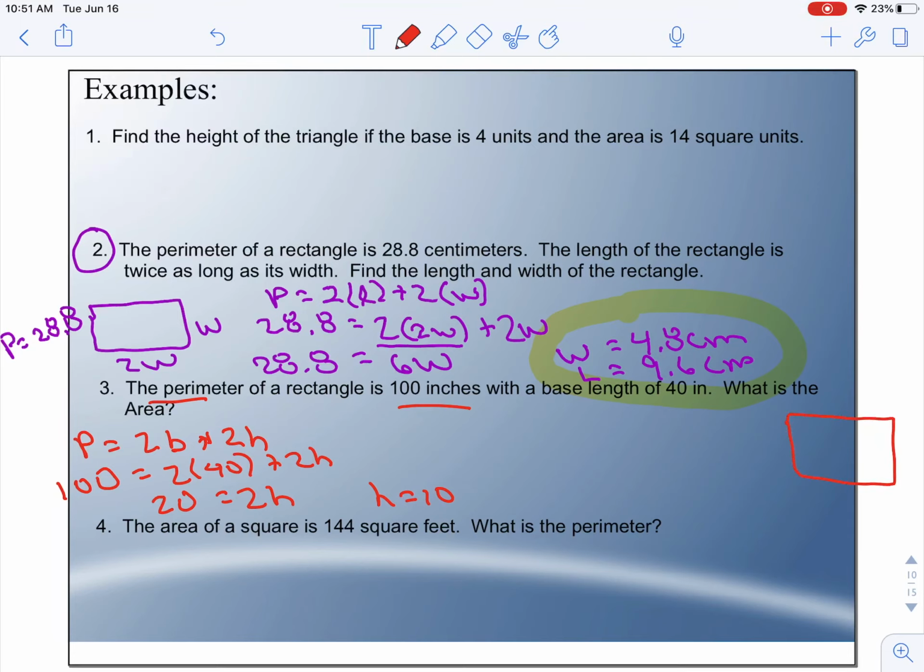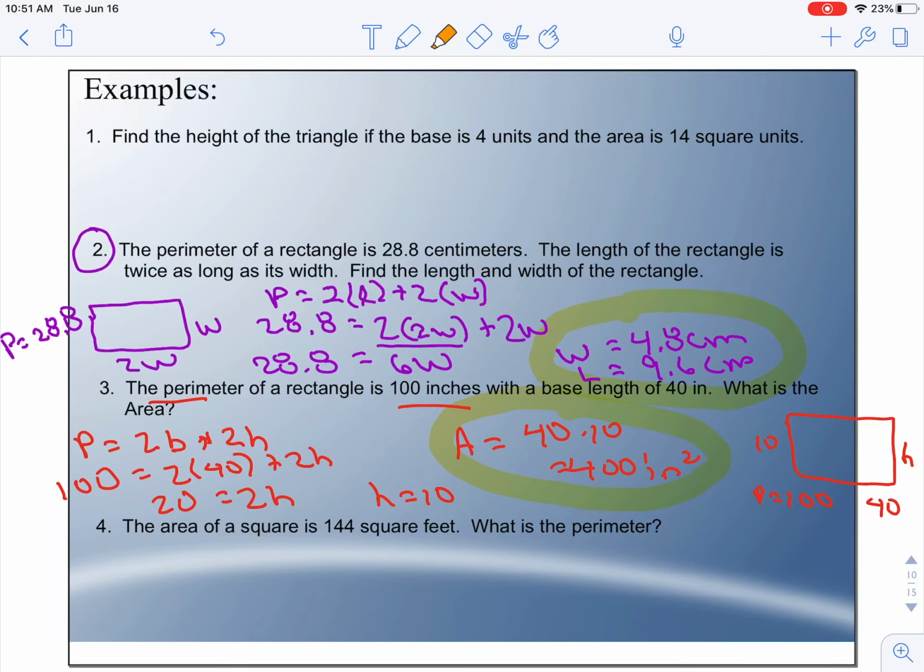And again, it may have been helpful to draw a picture over here that we would have the perimeter equals 100, and we already know the base is 40, and we're trying to find the height, which we just found is 10. So now the area is what we're being asked to find, which is the base times the height. Or our area is equal to 400 inches squared.